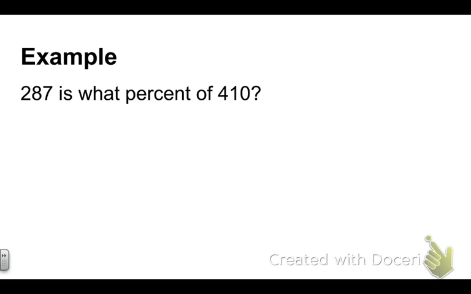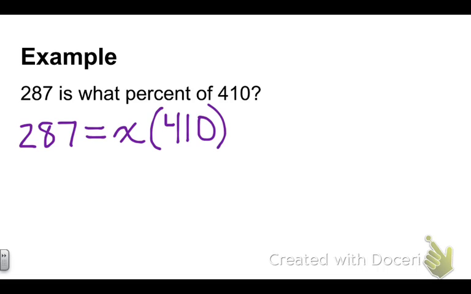So the example that I want to do with you is 287 is what percent of 410? So again, just write it how you read it. So it's going to be 287. So there's 287 is, that's our equal sign. What percent? I don't know what percent, that's our unknown. Of means multiply. I'm going to put a parenthesis there to show that I'm multiplying the unknown variable by something, and I'm multiplying it by 410.